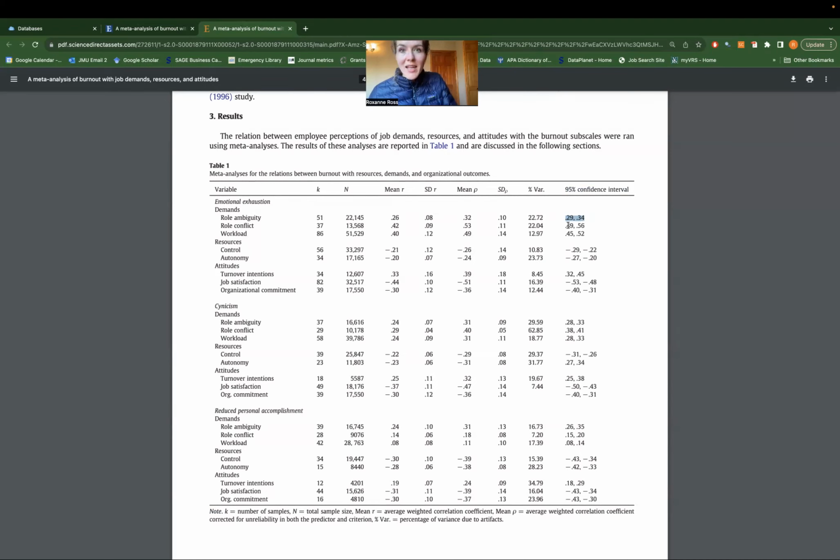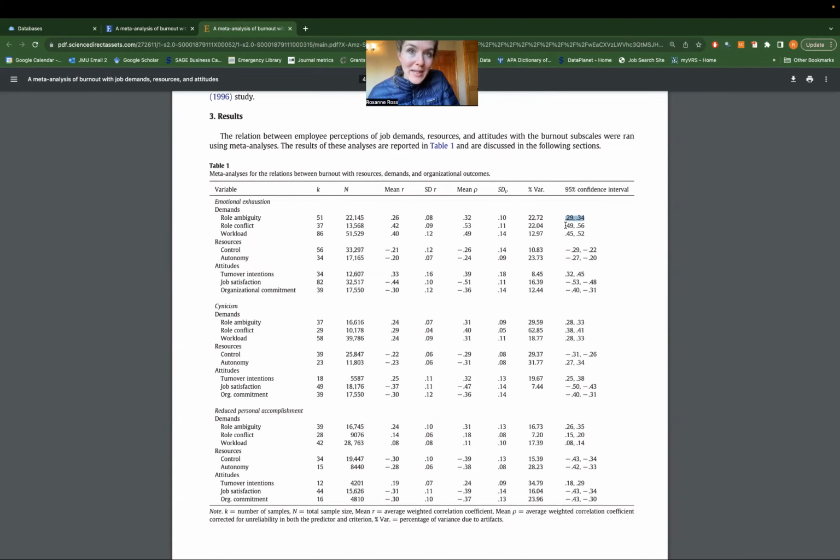So we're 95% confident that our average correlation, average rho, is somewhere between 0.29 and 0.34. This does not include zero. If it included zero, it would not be statistically significant. Because it does not include zero, we know that there's an effect here, and we can use this for our interpretation. So here we can guess that the correlation between role ambiguity and emotional exhaustion is somewhere between 0.29 and 0.34.